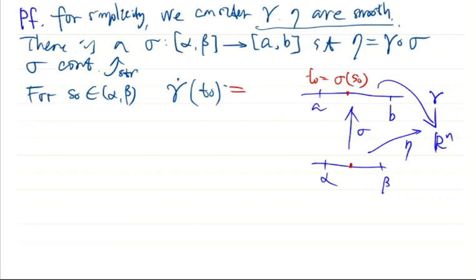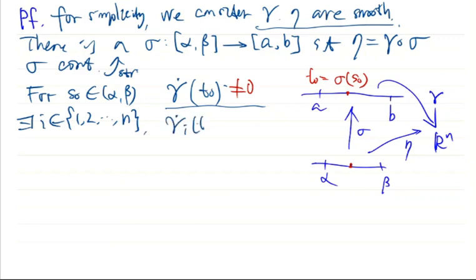It's not zero. Because gamma is a smooth parametric patch, by definition the derivative is everywhere non-zero. This is the requirement of the parametric patch. So this is a non-zero vector. Therefore, there exists some i belonging to 1, 2 such that at least one of its components is not zero: gamma_i dot at t0 is not zero.